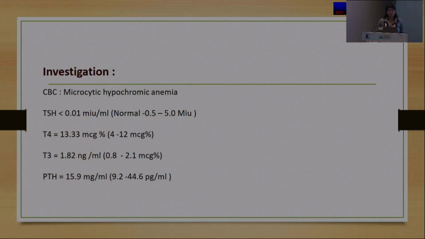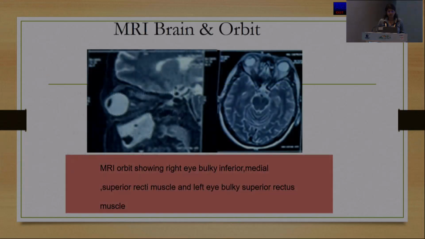On investigation, on CBC microcytic hypochromic anemia was present. TSH was below the normal limit, that is less than 0.01. T4 was above the normal, that is 13.33 microgram percent, and T3 was 1.82, and parathyroid hormone was within normal limit. The CT brain and orbit was normal.